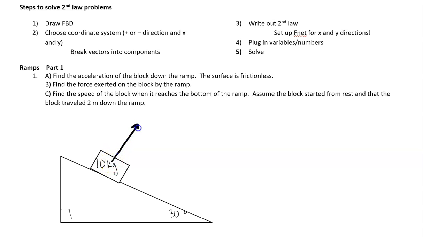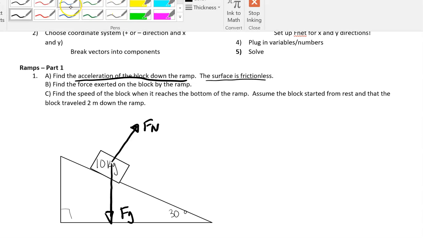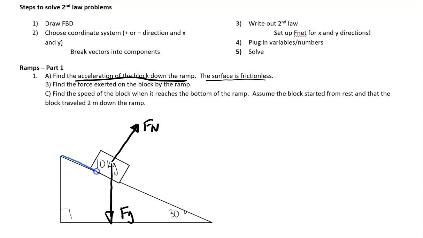So I have the normal force, there's a surface pushing up on that block, and then we have force of gravity pointing downwards. Cool. And it says the surface is frictionless. So for A, we're going to want to find the acceleration of the block down the ramp. Okay, so now the block is going to accelerate down the ramp in this direction.